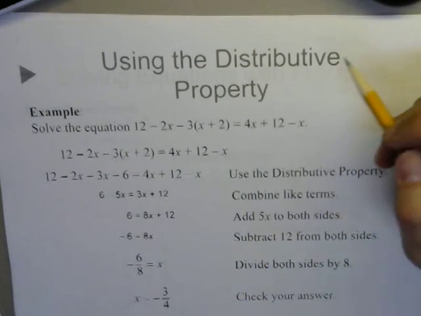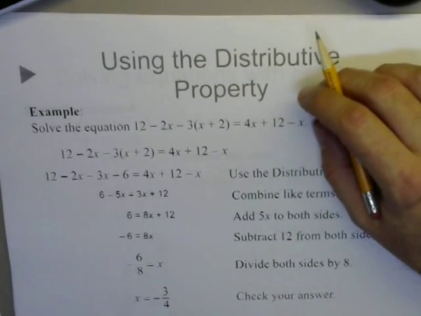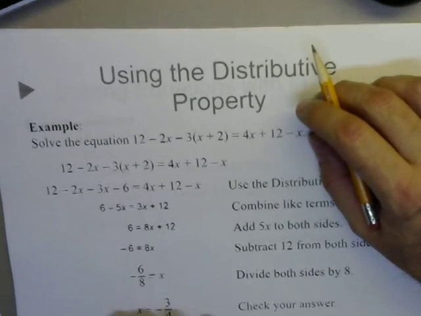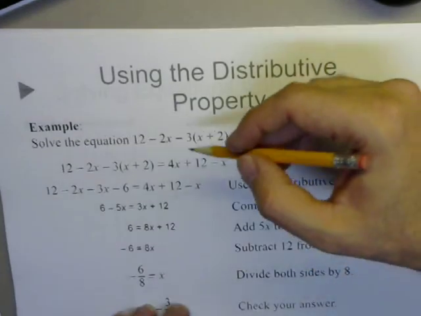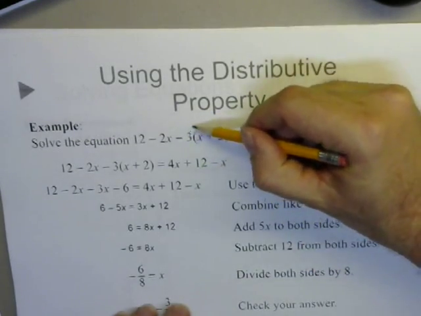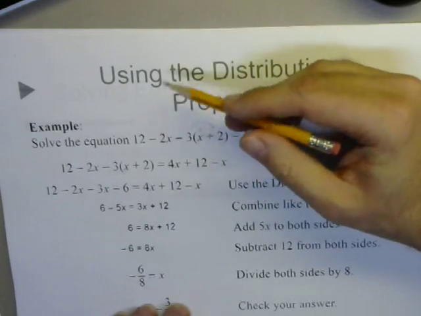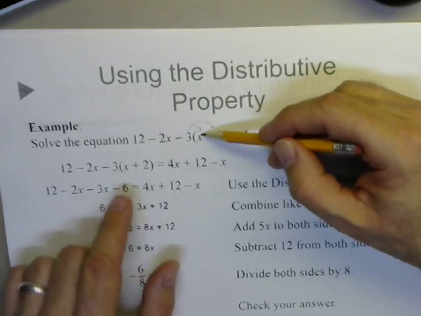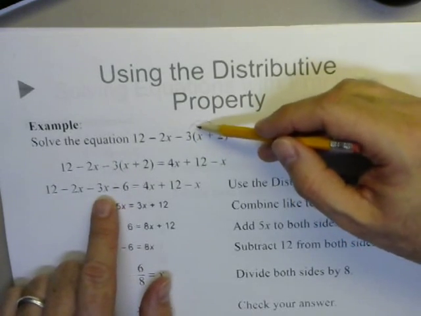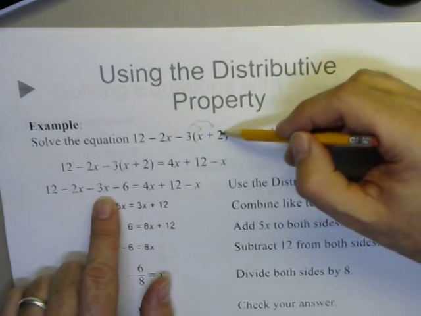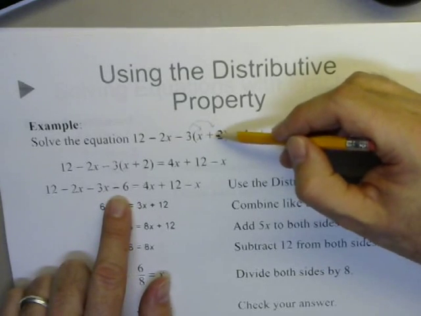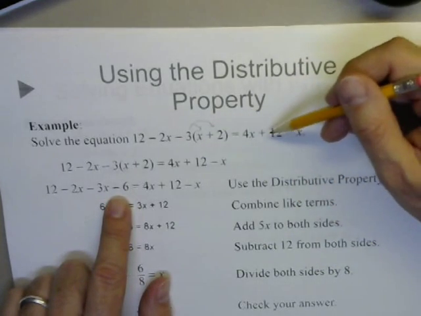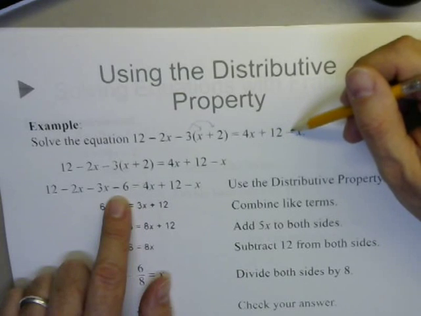So let's look at a slightly more complicated example. Now this one will involve parentheses. So in that first step, remember what you want to do is on each side you want to distribute over the parentheses and then combine like terms. On this side you'd want to take the 3 and multiply it times the x to give you 3x. Take the -3 times the 2 to give you -6. Watch your plus or minus signs there. On the right hand side, the 4x and -x are like terms.